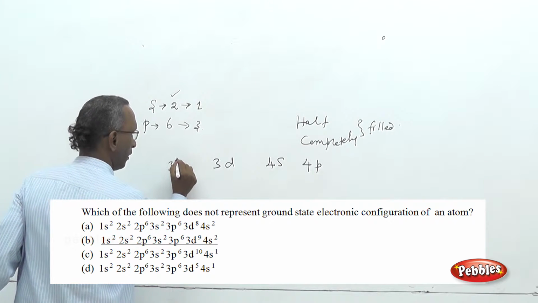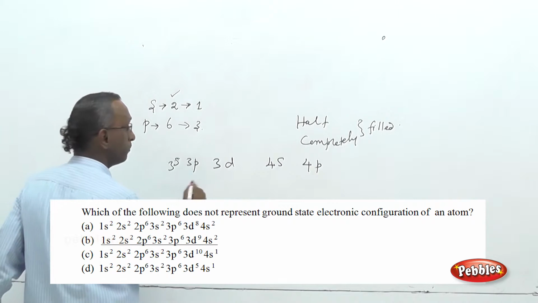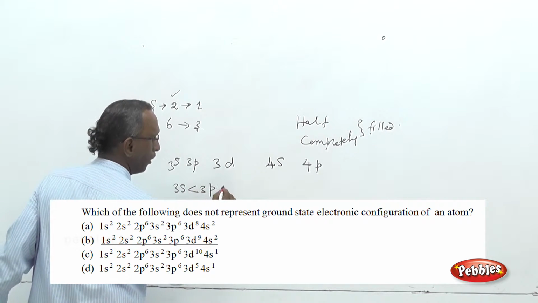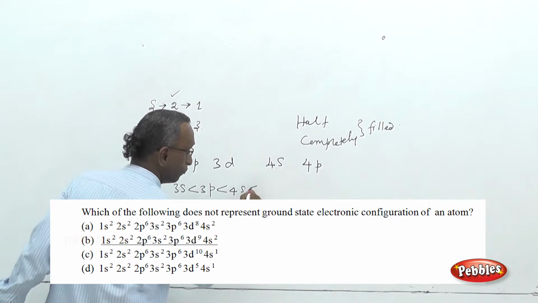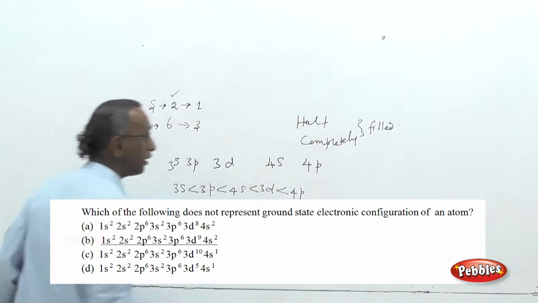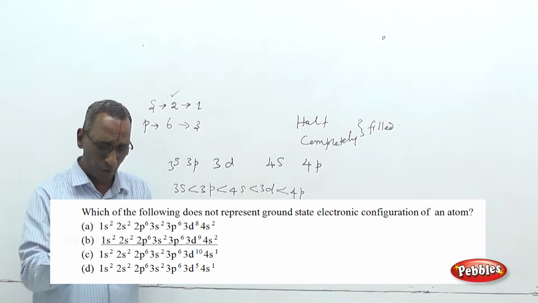So 3s, 3p, 3d, this is the arrangement. But 3s, next to 3s is 3p, then comes 4s, then comes 3d, then only comes 4p. This is based on the Aufbau principle. This is to be noted for the Aufbau principle.